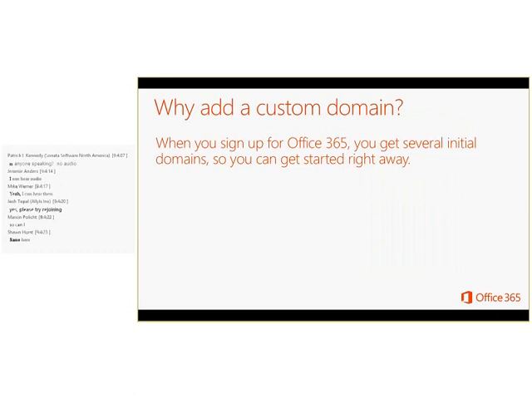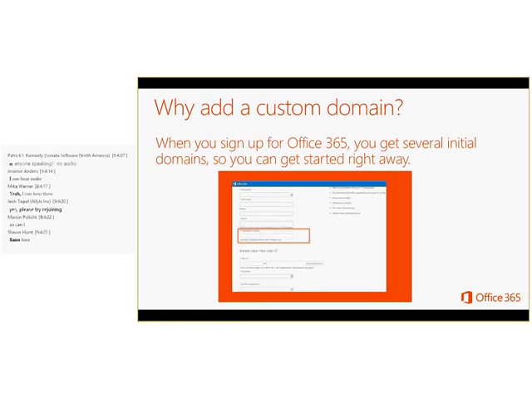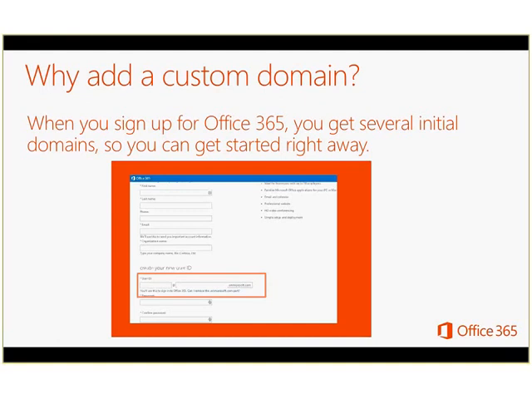So why would you want to add a custom domain? When you sign up for the Office 365 suite, you get a couple of domains right away, so you can get started. When you sign up, you type in your organization name, like our classic Contoso, and then we use that to give you a domain that you can use right away. It's the onmicrosoft.com domain. You can see it set up there, where you type in your account name, you type your user ID, and then we'll create that domain for you.